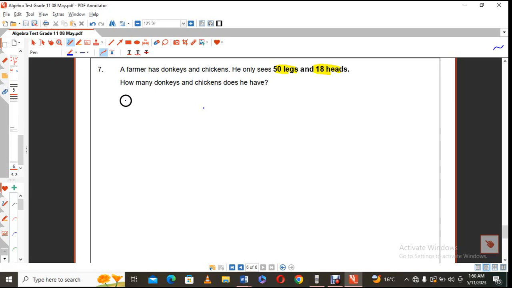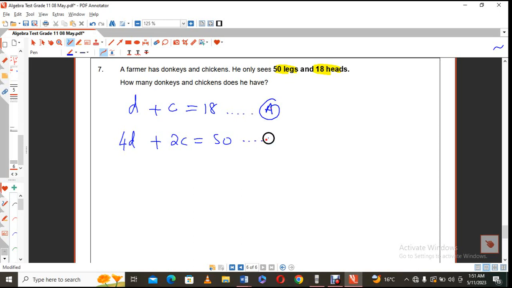So a farmer has donkeys and chickens. Let D be for donkeys and C for chickens. He sees 18 heads, so the total number of animals at the farm has to be 18. A donkey has got 4 legs and a chicken has got 2 legs. So these are the 2 equations that I just created, and we're going to solve them simultaneously.